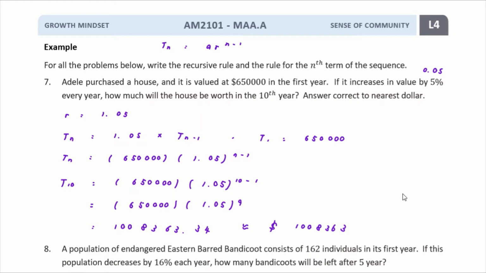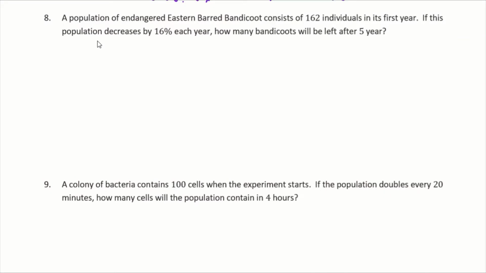So I think it's very straightforward. Now let's look at question 8. A population of endangered eastern barred bandicoots consists of 162 individuals in its first year. If this population decreases by 16% each year, how many bandicoots will be left after 5 years?